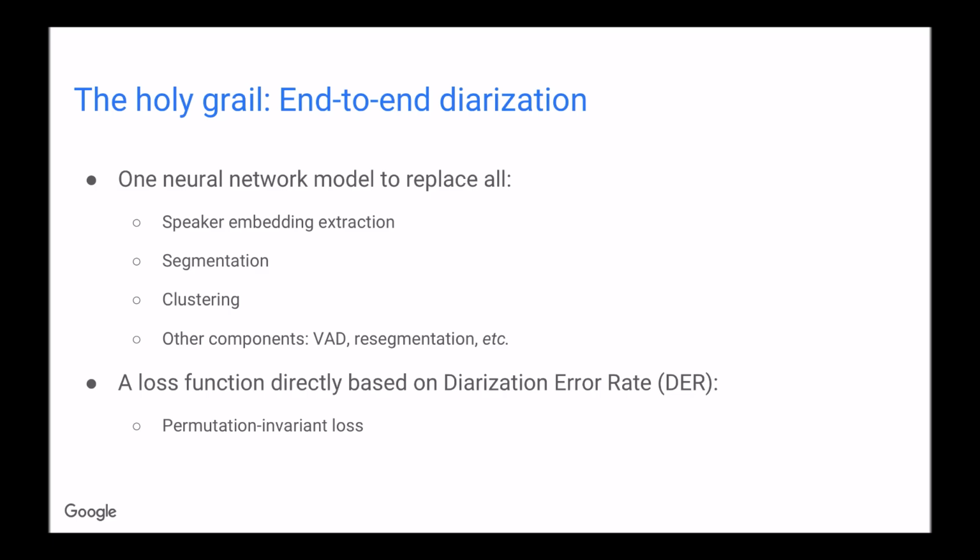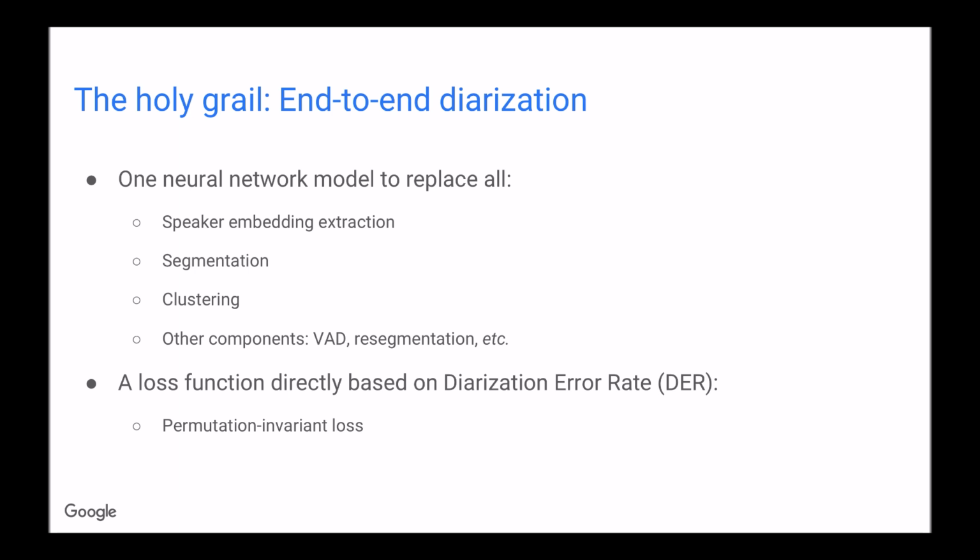Okay, I have talked about what we have already built at Google. Now let me talk about what we are building for the future. The holy grail of speaker diarization is end-to-end diarization. This means there is only one single neural network model to replace the complicated system. There will no longer be separate modules for speaker embeddings, segmentation, clustering, and other things like VAD or resegmentation. Only one neural network that does everything. This would make the model development significantly easier and faster.